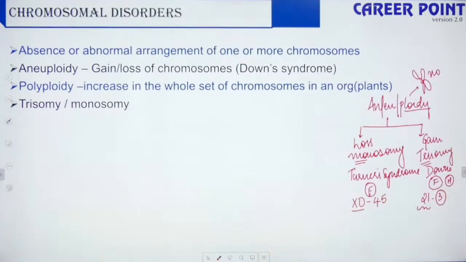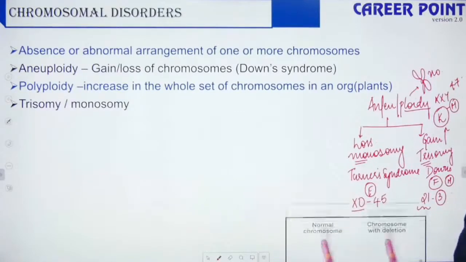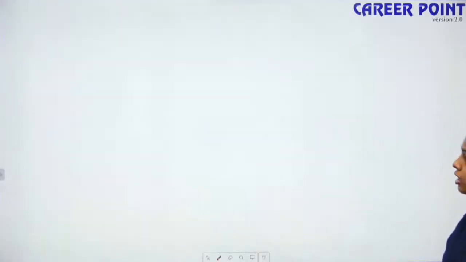You also have another example of trisomy, that is Klinefelter's syndrome. They also have 3 sex chromosomes, that is XXY. Klinefelter's syndrome is mostly in males. They have 3 sex chromosomes, so totally they have 47 chromosomes. Yes, I will show you the condition now.